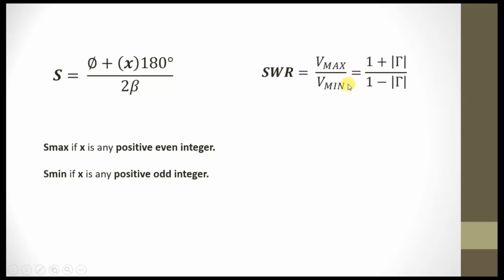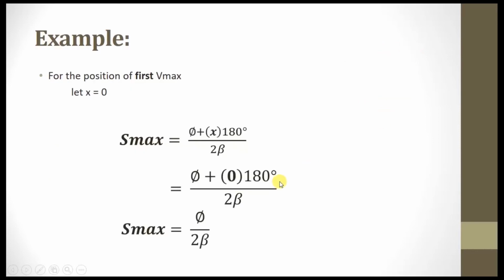Our standing wave ratio, we can get through getting V max and V min and then just dividing. And then the gamma. So for example, get the position for the first V max. The x we will use is 0. Then we just substitute into the formula and we will get its value.